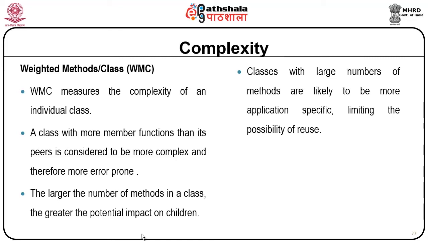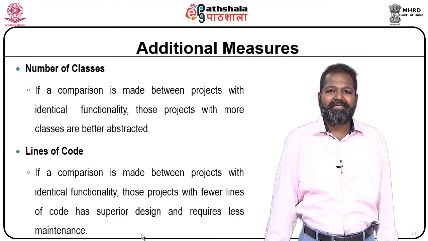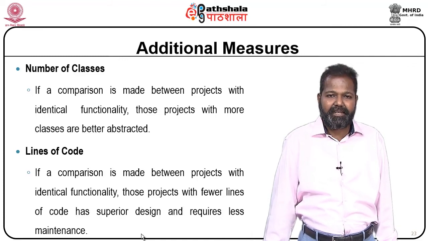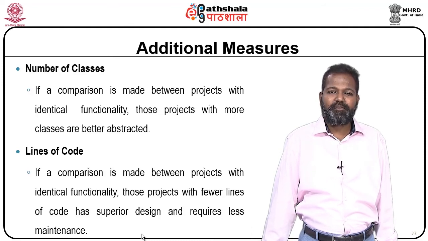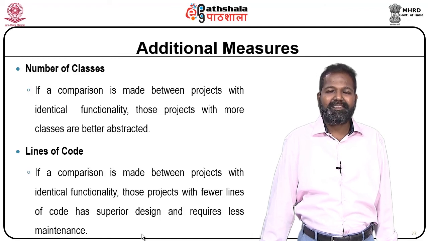Complexity: weighted methods per class. Weighted methods per class measures the complexity of an individual class. A class with more member functions than its peers is considered to be more complex and therefore more error prone. The larger the number of methods in a class, the greater the potential impact on children. Classes with large numbers of methods are likely to be more application specific, limiting the probability of reuse. Additional measures: number of classes. If a comparison is made between projects with identical functionality, those projects with more classes are better abstracted. Lines of code: if a comparison is made between projects with identical functionality, those projects with fewer lines of code have superior design and require less maintenance.